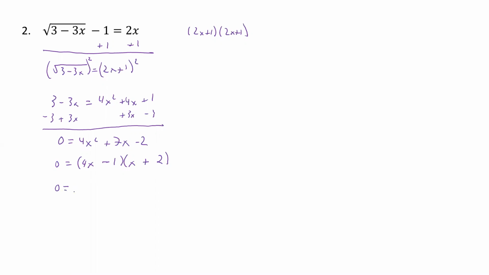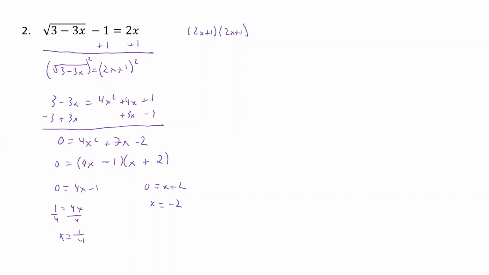And so now what we do is we set each of these equal to 0. So we have 0 equals 4x minus 1 and 0 equals x plus 2. Well, here we're going to add 1 to both sides. So we get 1 equals 4x. Now we divide by 4. So x equals 1/4. And here we just subtract, so that's equal to negative 2.